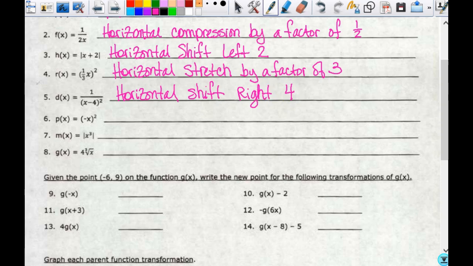Okay. So here, quadratic again, and this is a change of the x. So when you change the sign on x, that is a reflection in the y-axis.